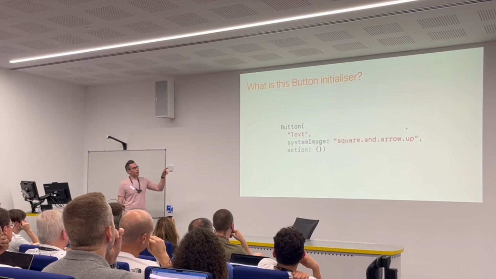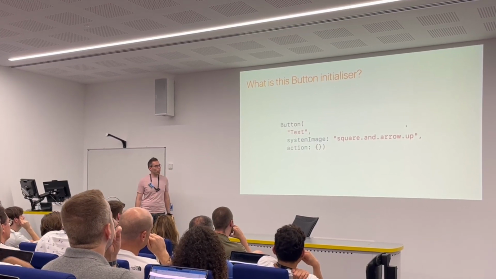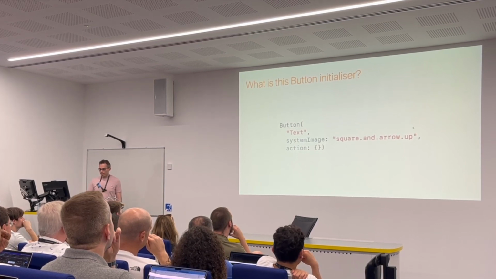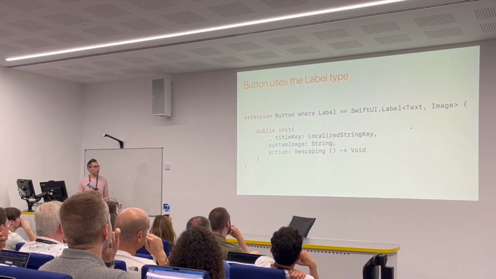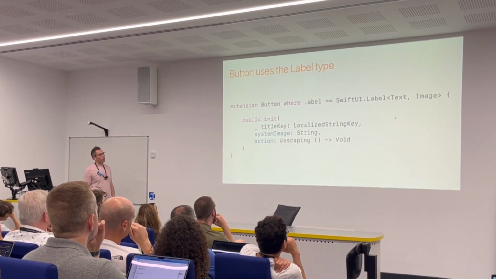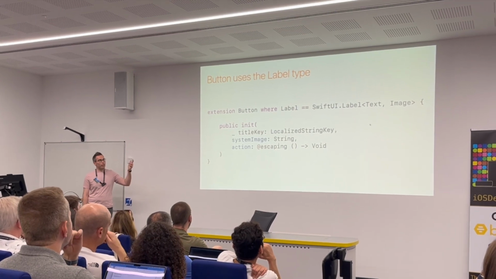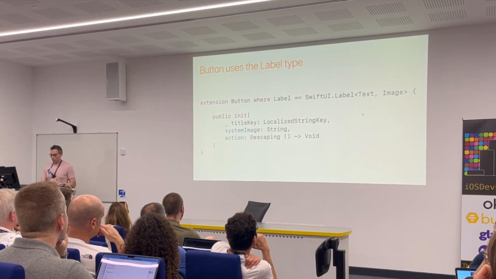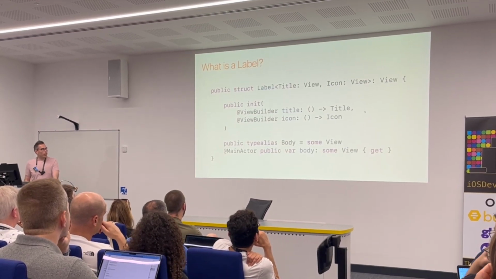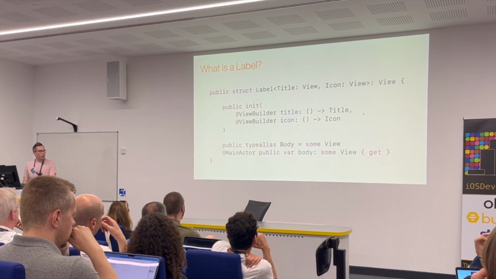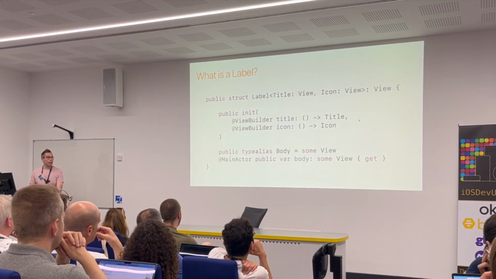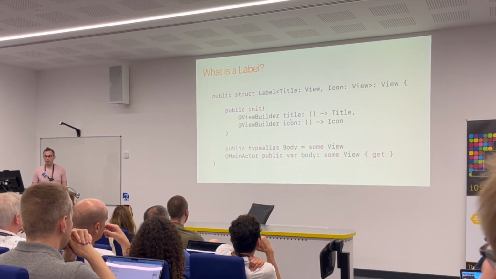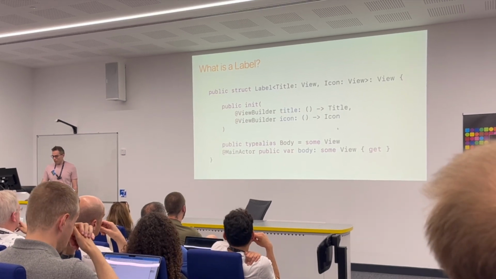On a previous slide, we had this initializer for what SwiftUI creates as this text and image. What is this? It turns out this is just an extension on button, providing a specialized initializer where the button's label is a SwiftUI label with a text and an image. And a label is defined as a struct which has a title and an icon, and they can be any view. They don't have to be image and text. It's just that most of the initializers expect them to be image and text, and to be honest, their names kind of suggest that they should be.